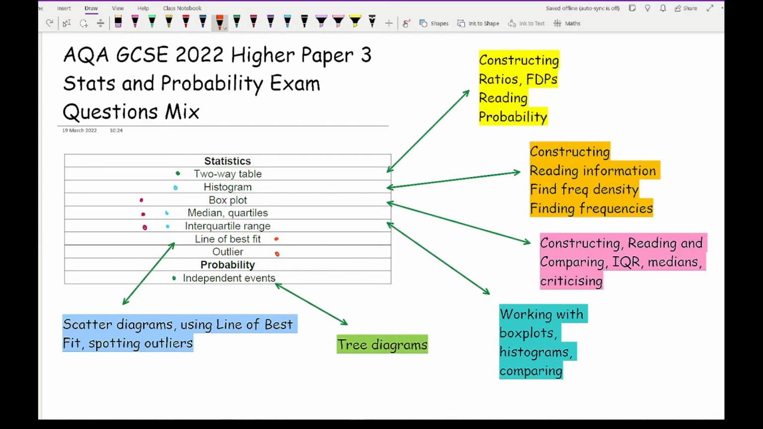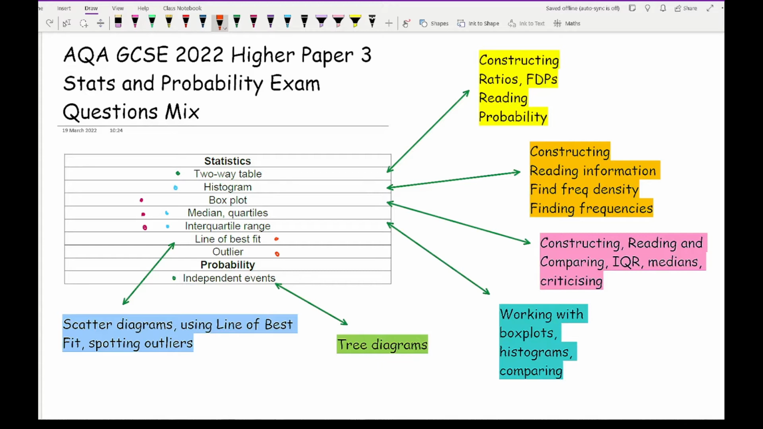Now, on the screen, as you can see, what I've done is to try to break down, going through some past example questions, what's going to be included and what you need to revise when reviewing these topics. So with regards to two-way tables, you want to be able to construct a two-way table, and that's going to be heavily linked with ratios, fractions, decimals, percentages, and obviously linked with probabilities.